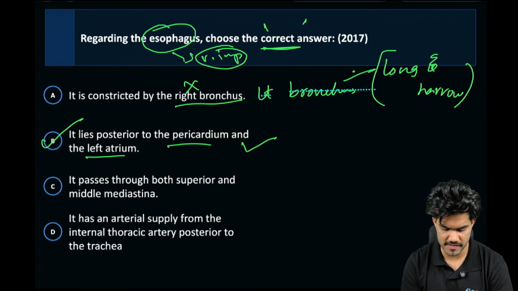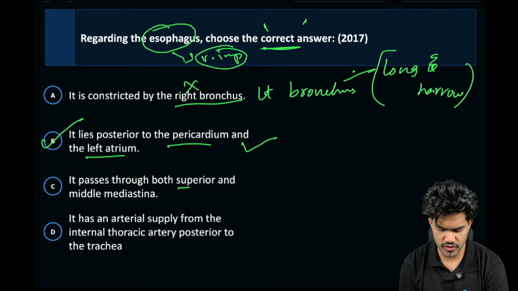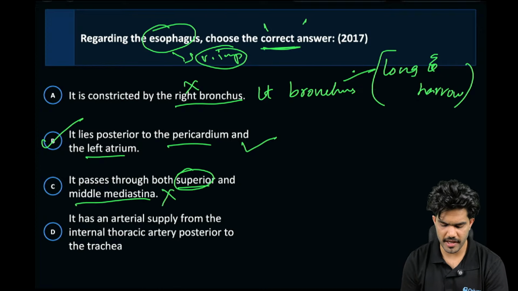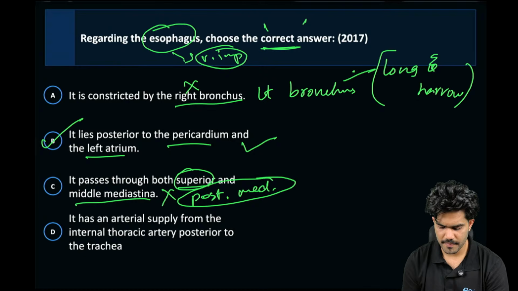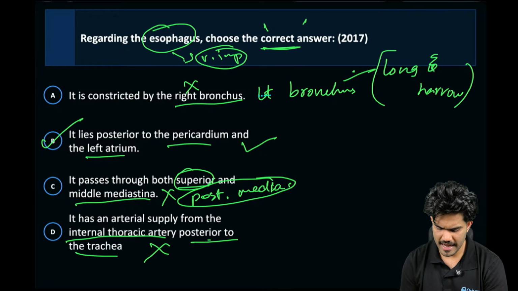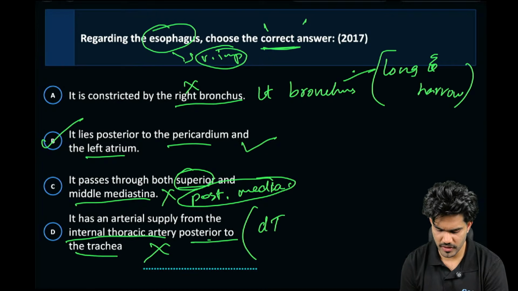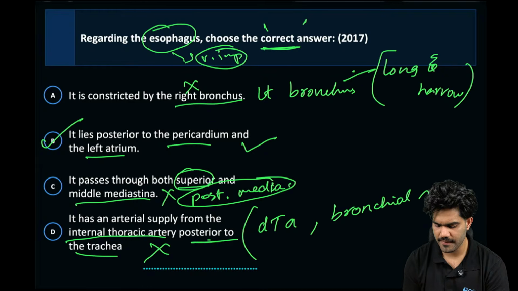Let's see other options. It passes through both the superior and middle mediastinum. No, it is the superior and posterior mediastinum. Okay. It has arterial supply from the internal thoracic artery posterior to the trachea. No, if you notice, it has arterial supply from the descending thoracic aorta and bronchial artery. Okay.